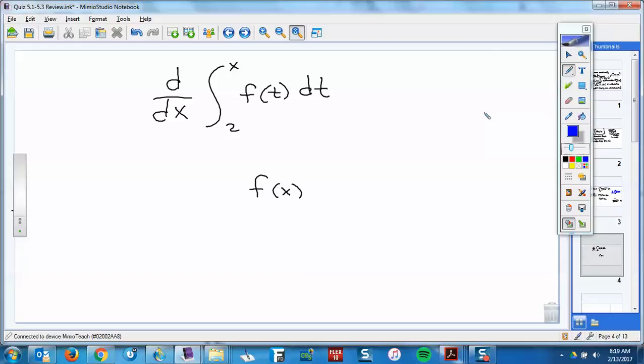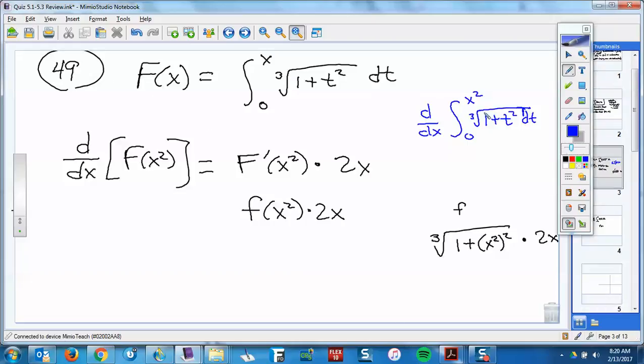Well, all you do: remember we said that the answer to this is just little f, but you put an x in there instead of the t, right? Well, it's the same thing here. All you do is you put that in there, but then you have to tack on the derivative of that, the 2x. And we can just see why, because it's just the old chain rule, right?